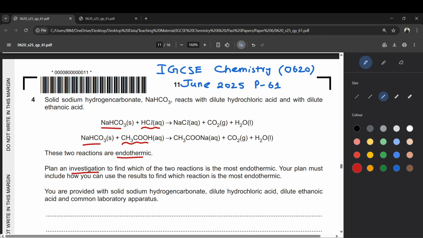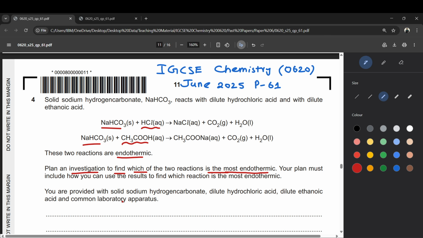Plan an investigation to find out which of the two reactions is the most endothermic. Okay, find which is the most endothermic. Your plan must include how you can use the results to find which reaction is the most endothermic. You are provided with solid sodium hydrogen carbonate, dilute hydrochloric acid, dilute ethanoic acid, and common laboratory apparatus.